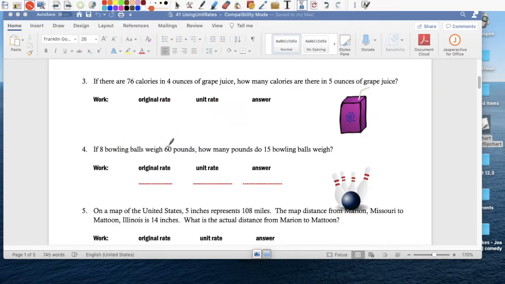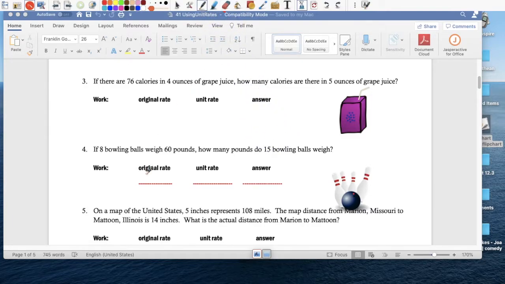8 bowling balls weigh 16 pounds. How many does 15 bowling balls? 8 pelotas de boliche pesan 60. ¿Cuánto pesa 15 pelotas de boliche? Right? So we have to find the unit rate.